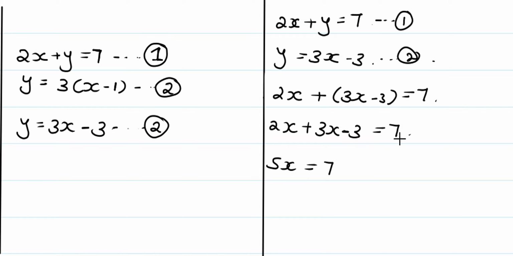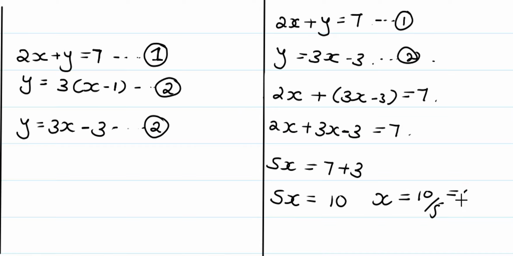Then I take these 3 on the other side, which is now plus 3 because here it was negative, on the other side it will be positive. So now I have 5x is equals to 10. And now to get x, I just need to take 10 divided by 5, this coefficient of x, which is 2. So now our x is 2.